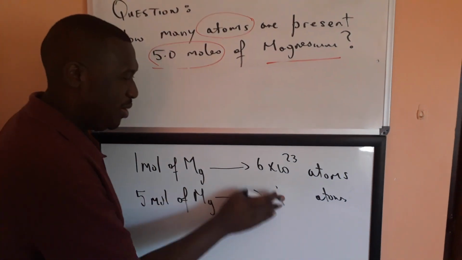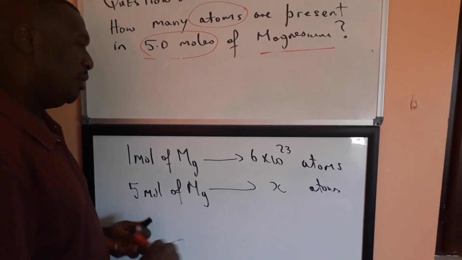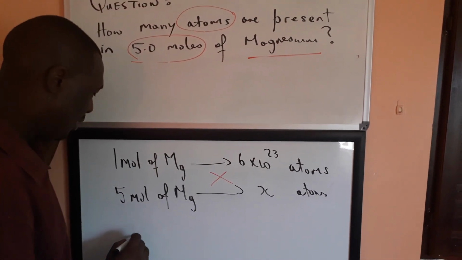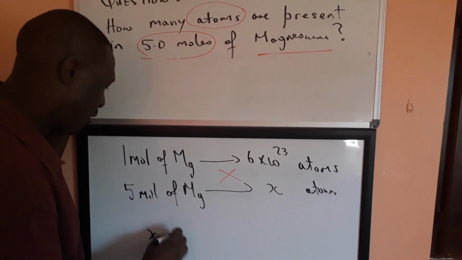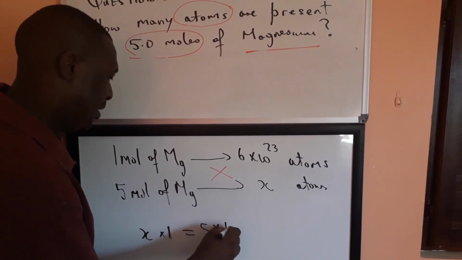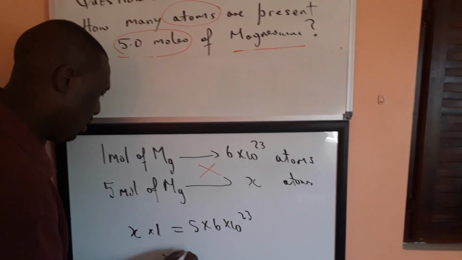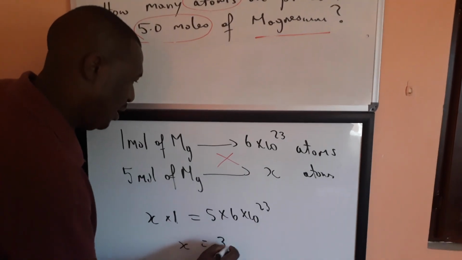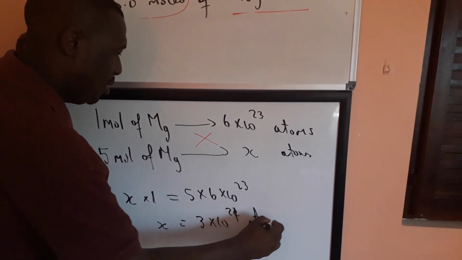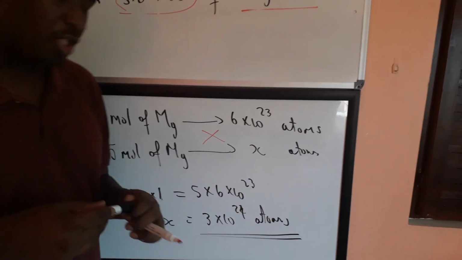Now I'm going to replace the question sign with a variable x. And so we can proceed to find x, right? So x times 1, if we cross multiply there, is equal to 5 times 6 times 10 to the 23. And x is therefore equal to 3 times 10 to the 24 atoms. As easy as that. So just a quick recap.